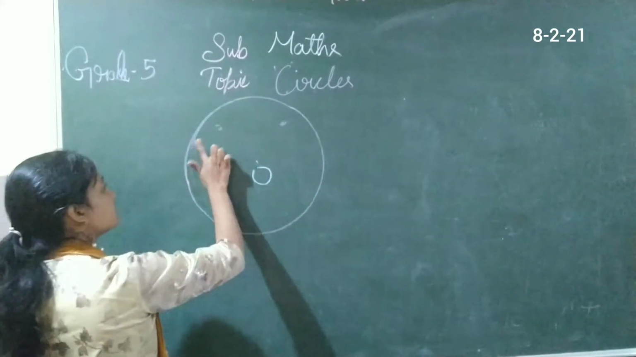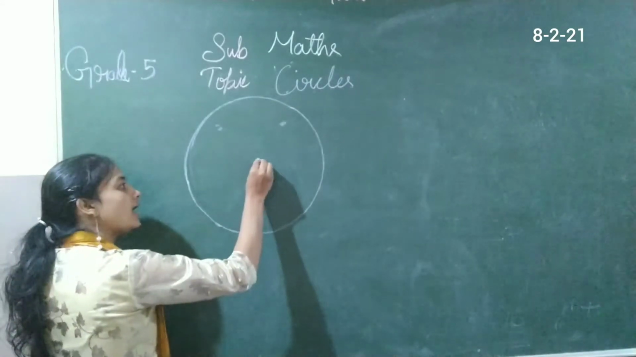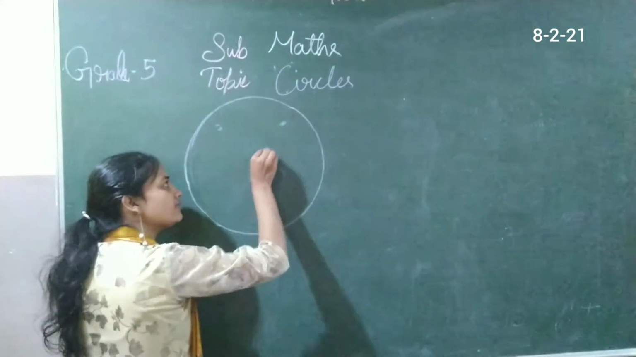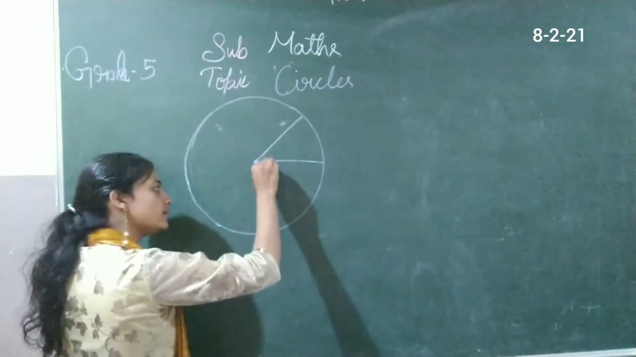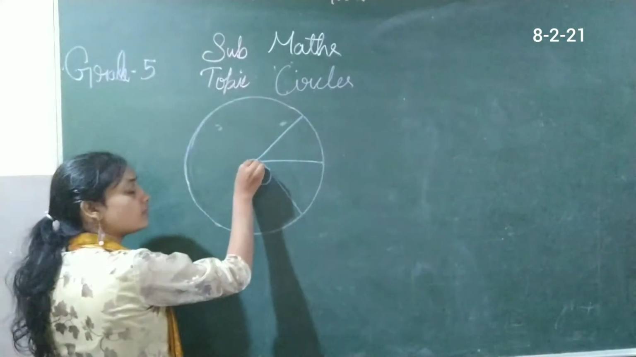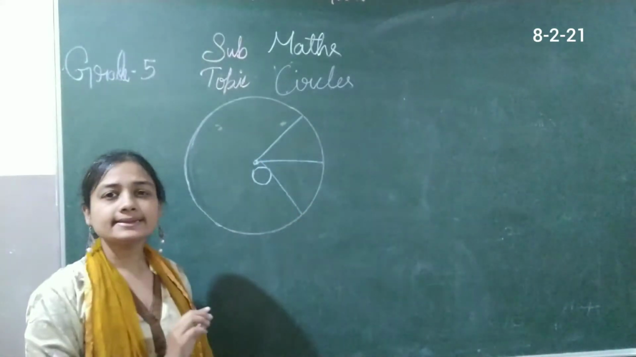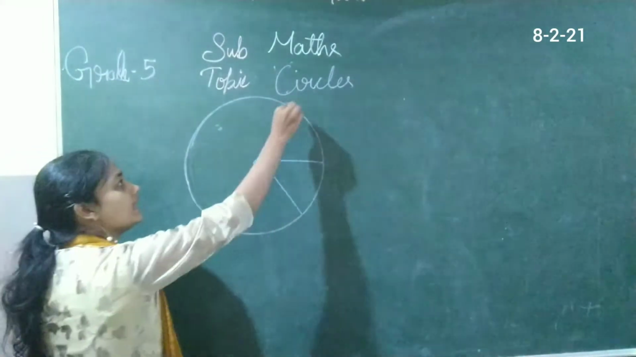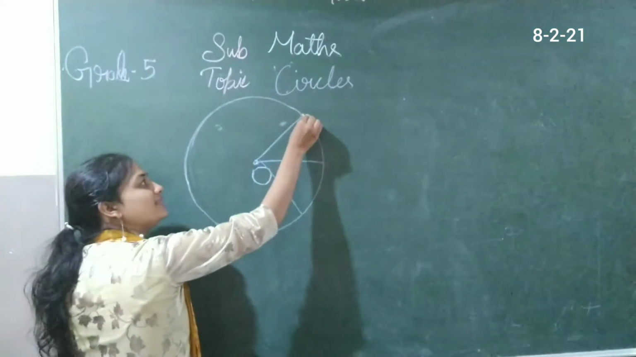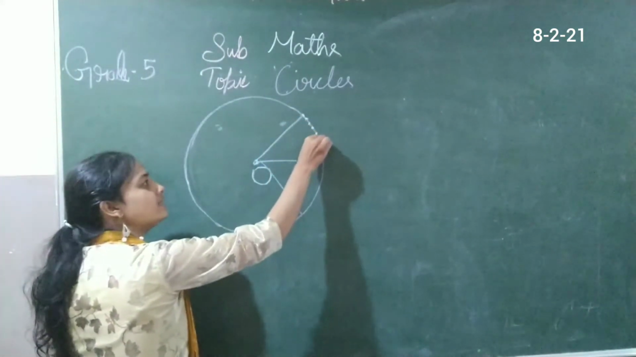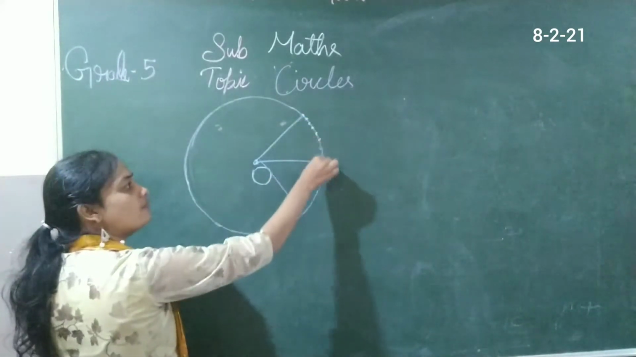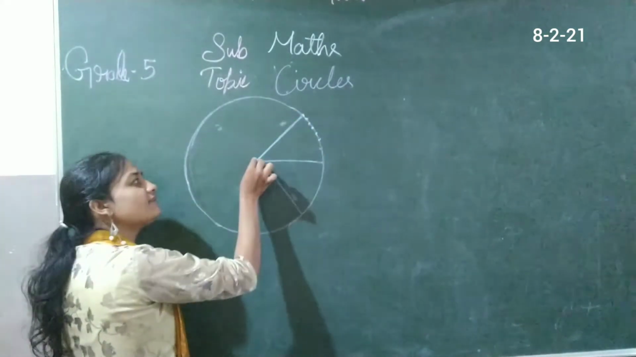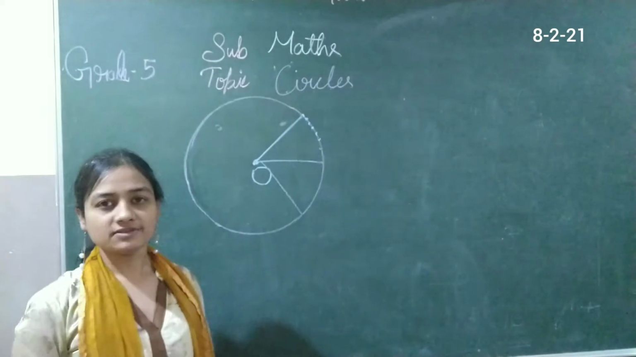So what did you observe, children, when I was drawing? You saw I had a fixed point O, and the distance from here to here, or here to here, anywhere from this point to the point on the circle, is equal. So a circle you can define as a set of points. The points when joined together form a circle. A set of points which are placed at an equal distance from a fixed point. That is the definition of a circle.